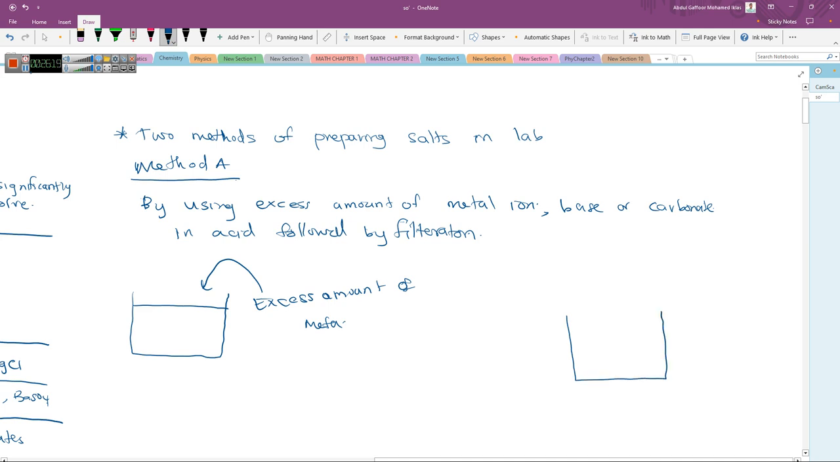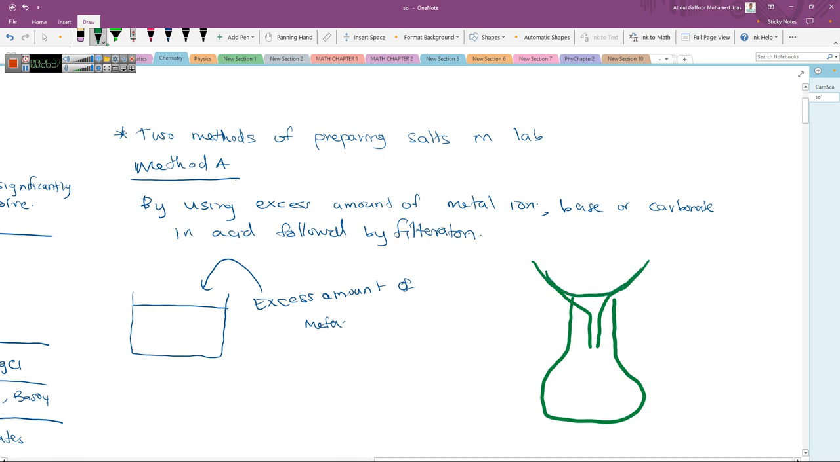So the filtration method. Now if I take a conical flask, and insert a funnel into it, and I have to fold a filter paper and place it here, and I have to pour the solution from the beaker after the reaction has occurred, right? So pour the solution. What will happen? Now we will have residue here, the solid particles, and we will get only the liquid portion, that is called filtrate, right?